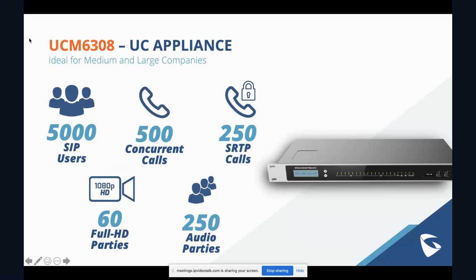So we'll keep moving along here. The 6308 is the highest capacity model. This gives us the ability to support up to 5,000 extensions or users, which is the greatest capacity that we have offered in a UCM series device. 500 concurrent calls, and here the meetings and collaboration platform supports up to 60 video attendees and up to 250 audio attendees. Again, this is all built right in, no extra cost to access it, no licensing fees, no subscriptions, nothing.